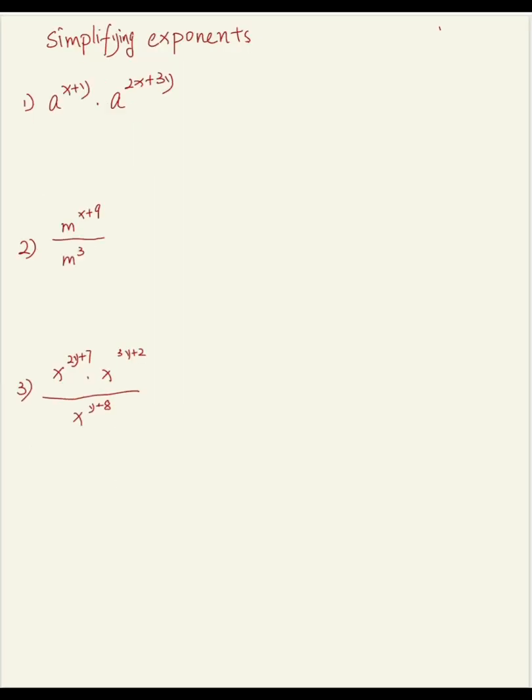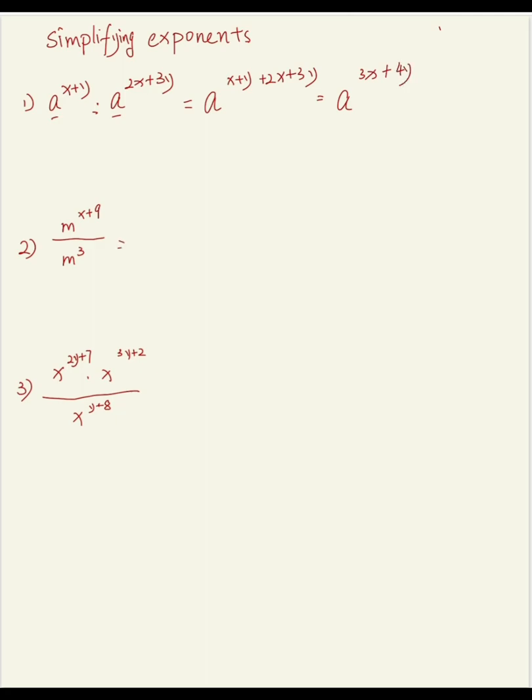Try to simplify the exponent first. In these three problems, the exponents are expressions, not only numbers or variables. For the first one, we can use the product law, and because the bases are the same and this is multiplication, we can just add the exponents. So it's x plus y plus 2x plus 3y equals a to the 3x plus 4y.